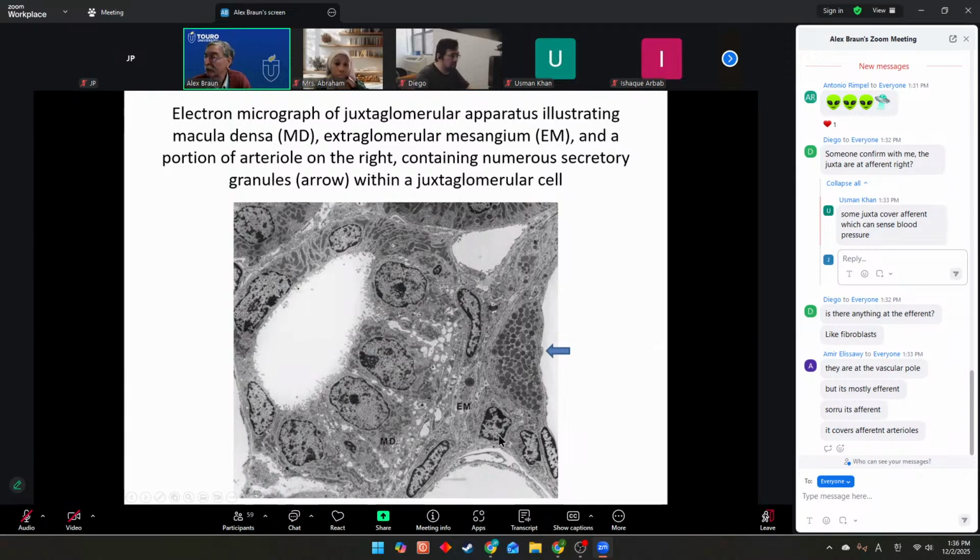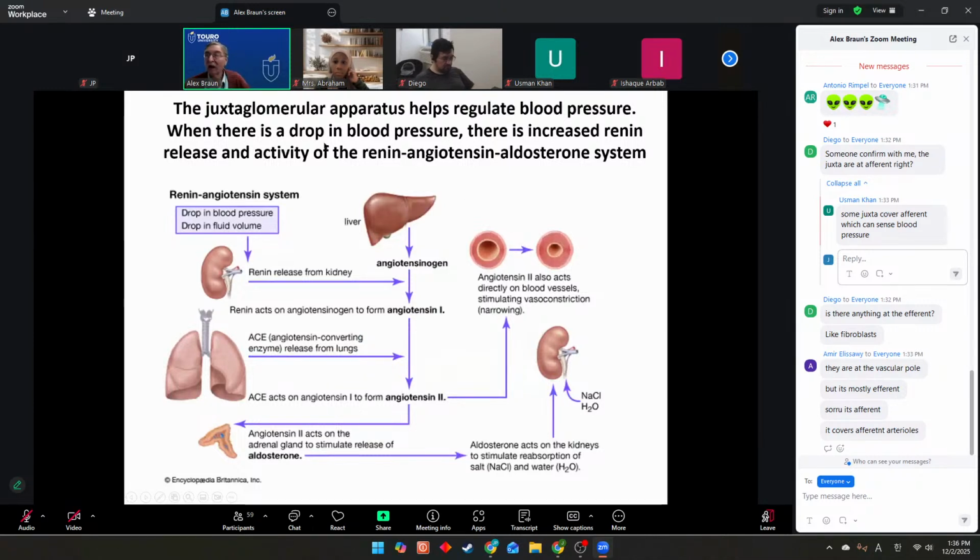So these cells here are probably extraglomerular mesangium, right there. So probably there's some kind of communication going on between the macula densa and the juxtaglomerular cells, and somehow it may be mediated by these extraglomerular mesangial cells, besides some of the other functions they have. The juxtaglomerular apparatus is important in helping regulate blood pressure. We're not going to worry too much about that here because it's more of a physiologic thing.